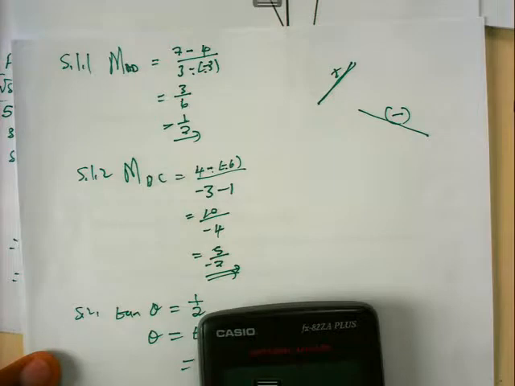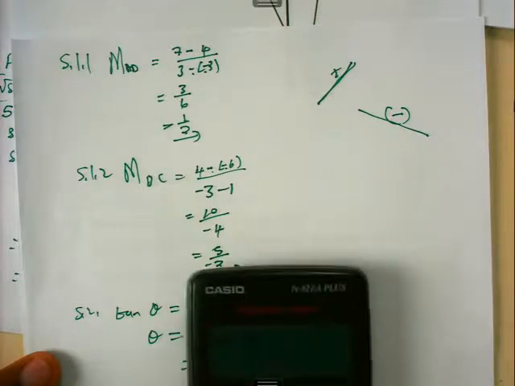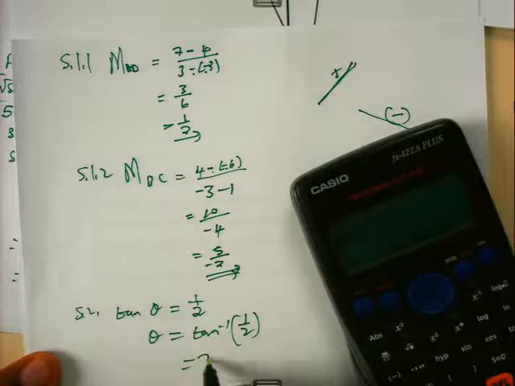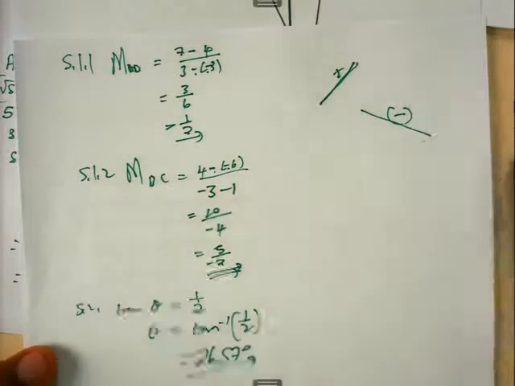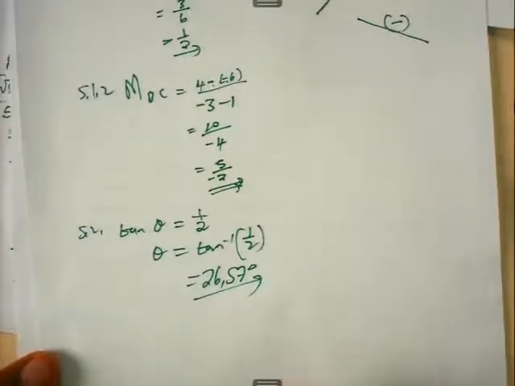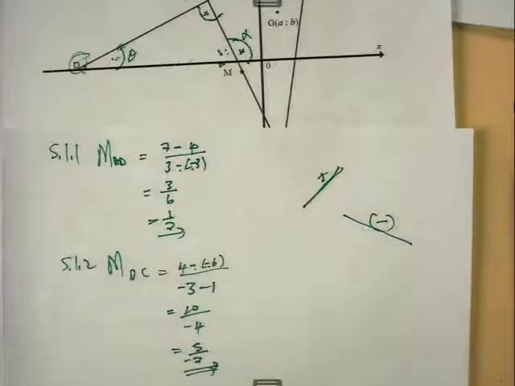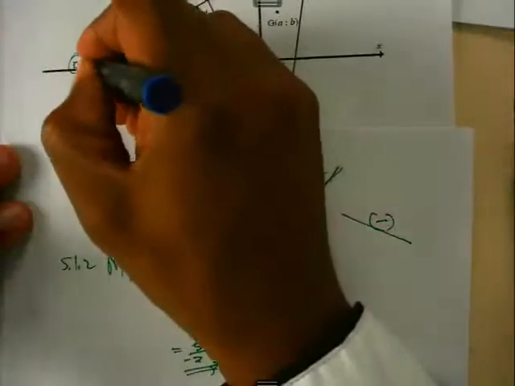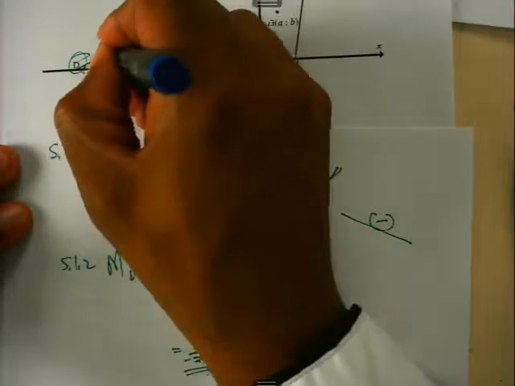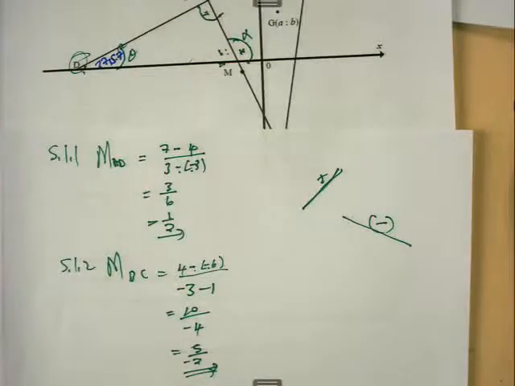26,5. Let me look at it. That is shift tan. Of course, we have 1 divided by 2. Then the answer is 26,57. Right. Now, we go now. We are happy. We know that this is 26,57. The size of this one is 26,57. We are happy about this one.